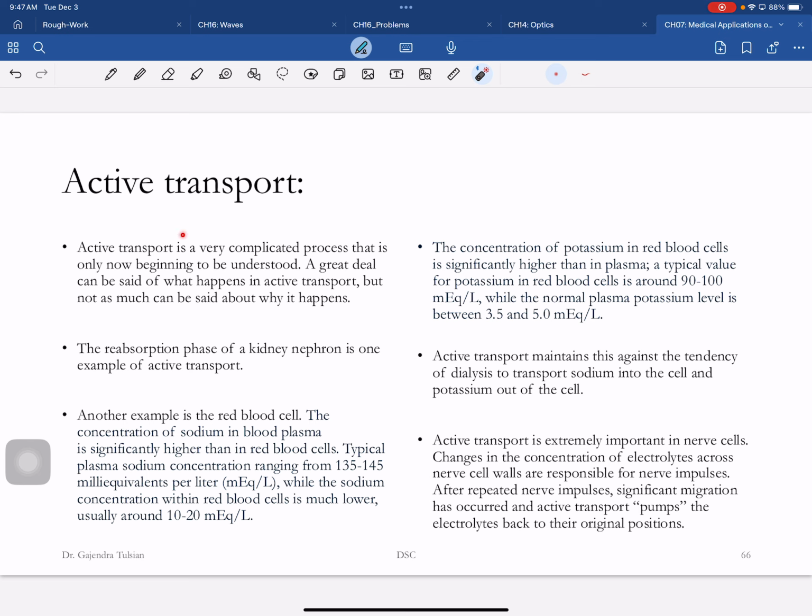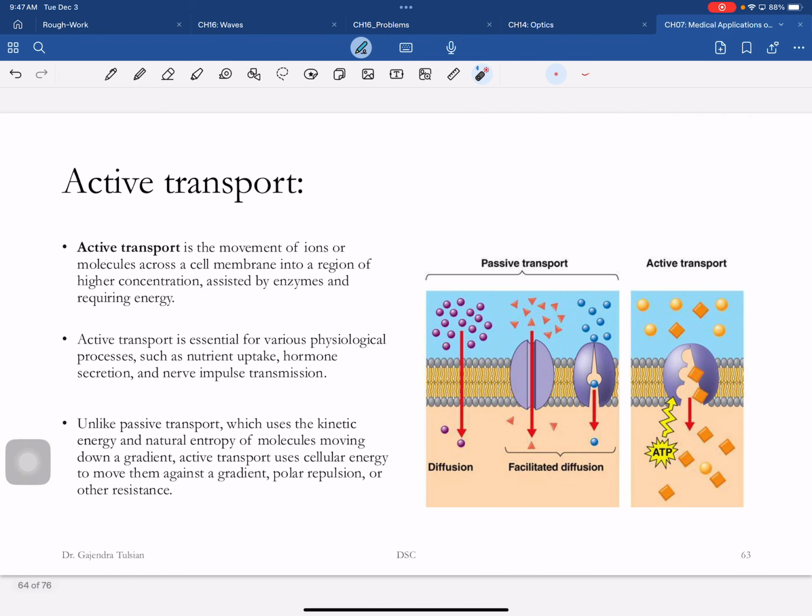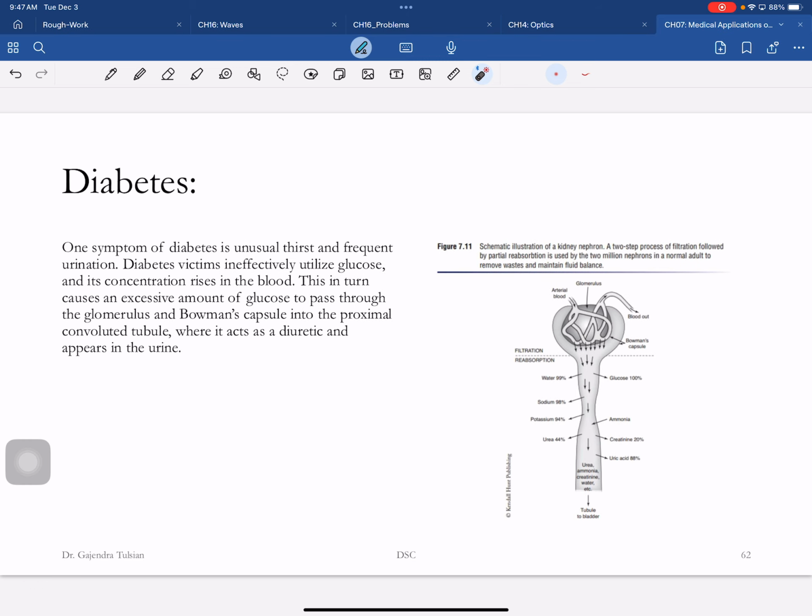Active transport is a very complicated process, and it's not completely understood. Here are two examples. The reabsorption phase in a kidney nephron is one example of active transport. So the reabsorption of a lot of good stuff in the kidneys is an active transport process. You're spending energy to do that.